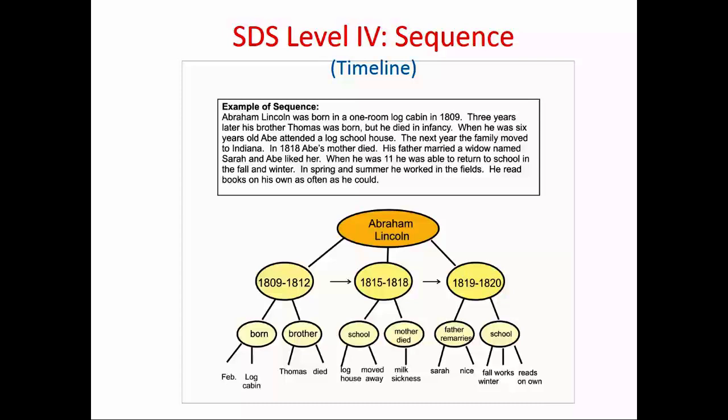When he was six. Well, when means you're changing the time sequence, and so we're basically going to say, okay, the next time sequence is going to be 6 years old. So if he was born in 1809, that would make it 1815. His brother died 3 years later, that would be 1812. So again, helping children think through the inferences within the passage and how to organize this information. That helps them understand how they're supposed to think about text when they read it, how they're supposed to organize it in their mind, and consequently comprehend it better and retain the information better.